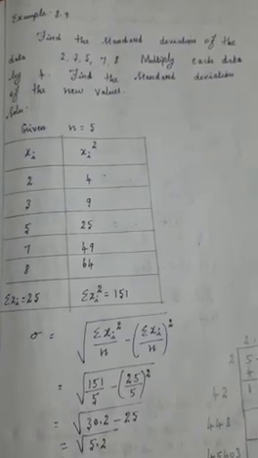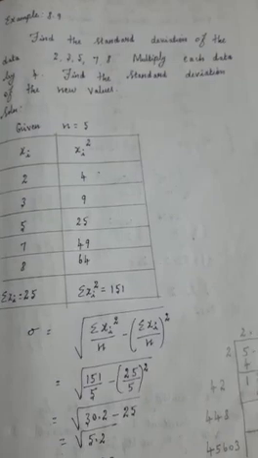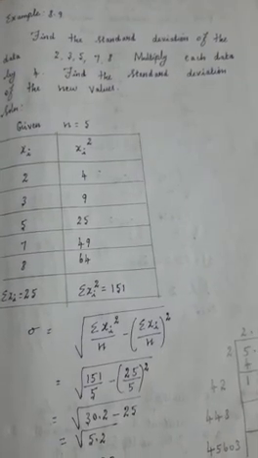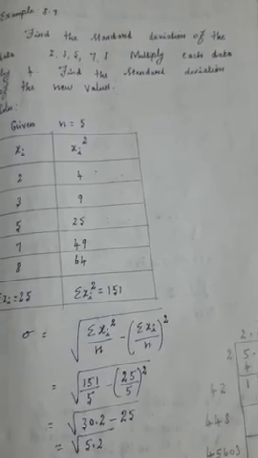Now let us see example 8.9. Now see the question. Find the standard deviation of the data 2, 3, 5, 7, 8. Multiply each data by 4. Find the standard deviation of the new values.